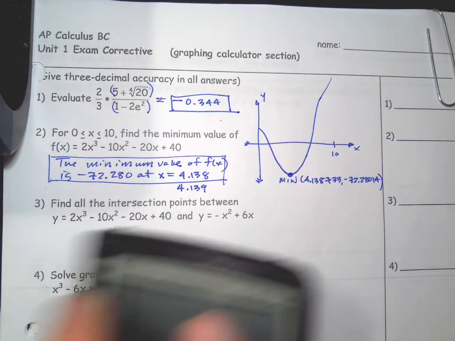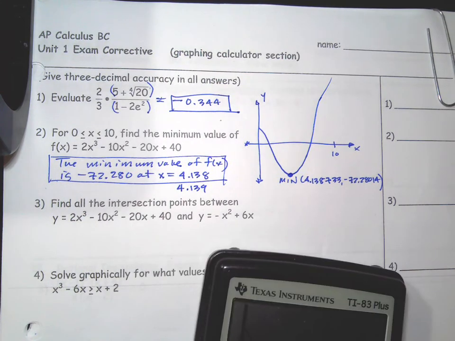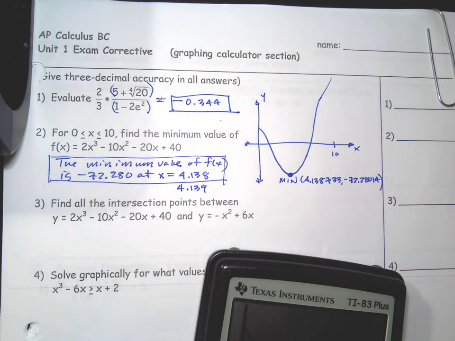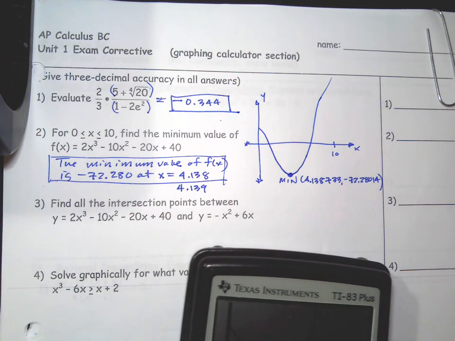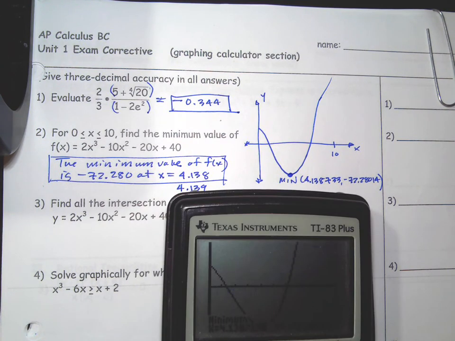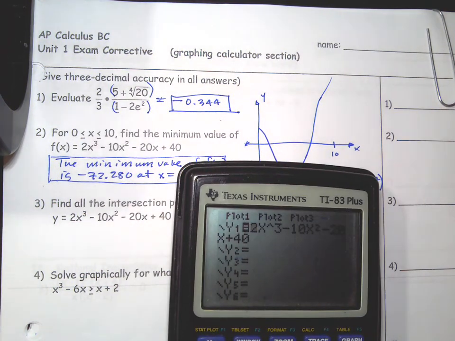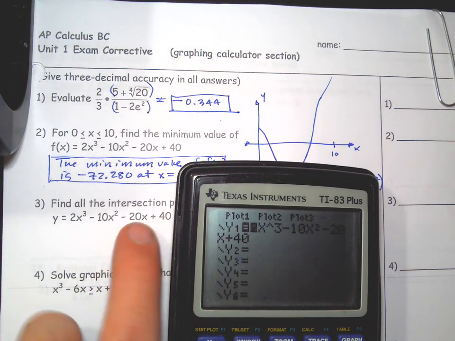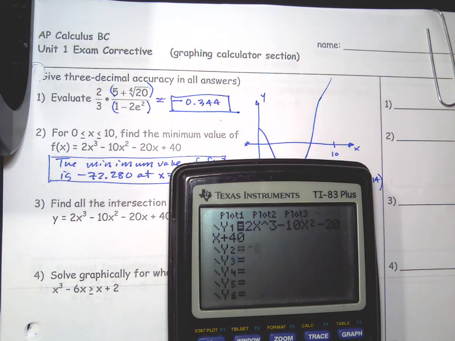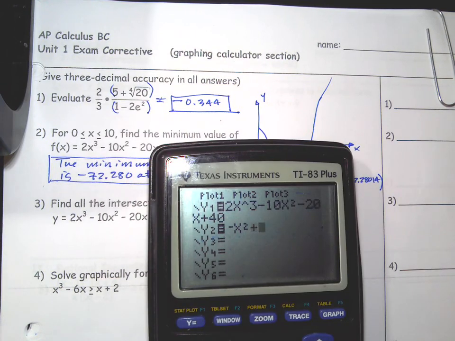Find the intersections of these graphs. Now, there are two ways we could do this. We could graph them and find the intersections, or we could set them equal to each other, move everything to one side, graph one equation, and find its x-intercepts, which is probably what I would often do. Now, the first equation is the same, that's convenient. So, negative x squared plus 6x.